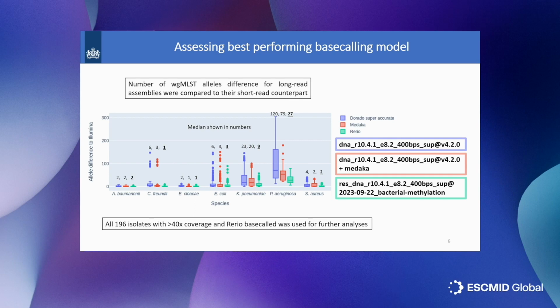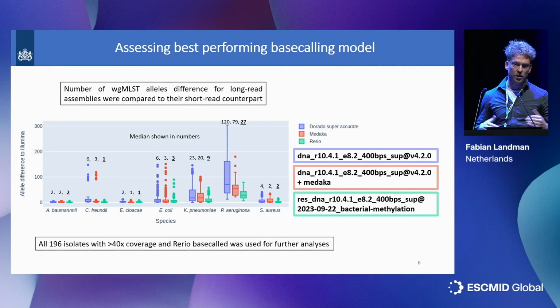What you can appreciate from this figure is that across the board, the Virio model, the one in green, performed the best for all species. You can especially see in Klebsiella a much lower median difference compared to the short-read output.